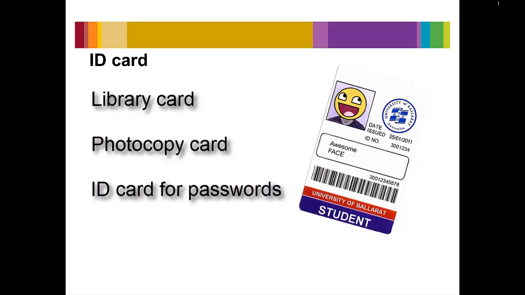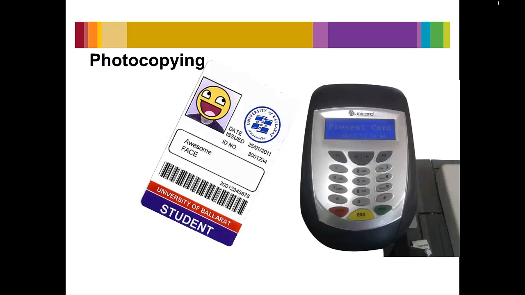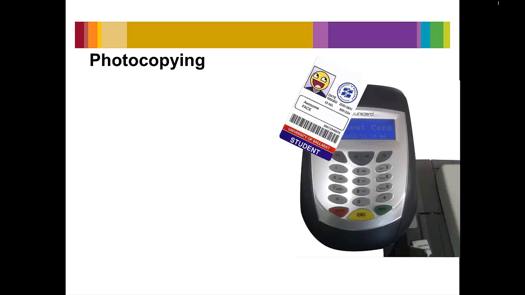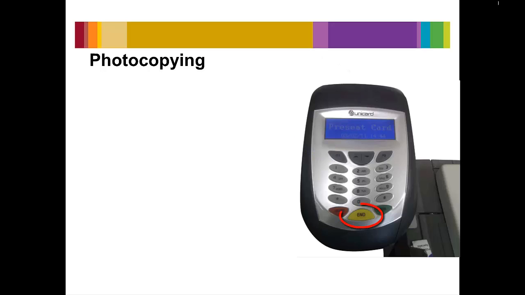Please, don't punch holes in it, or the electronics will stop working and then you'll have to buy a replacement card. You will also need your ID card if you change your password. You will need to prepay photocopy credit at the library. When you have done that, swipe your ID card over the top of the reader until it beeps. Then, start copying. Make sure you press the yellow button to end when you've finished copying.